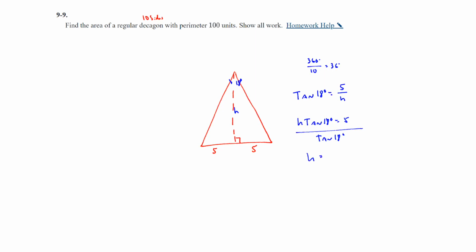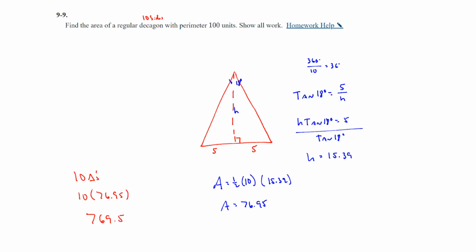the height approximately. And so that's 15.39, so the area of the triangle is 1/2 times the base times the height of 15.39. And so that area is 76.95, and then we want to take 10 triangles. So that will be 10 times each of the areas. So therefore that would give us 769.5 approximately. And this is being measured in units, so we'll go with units squared for the area of the entire regular decagon.